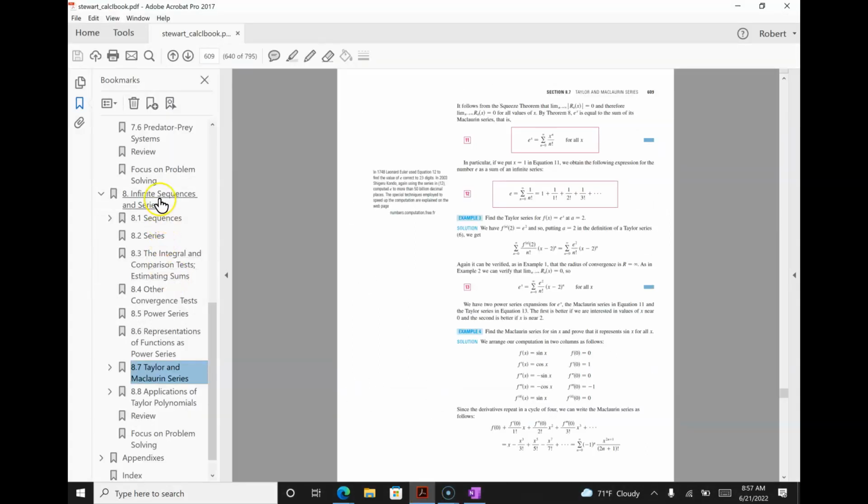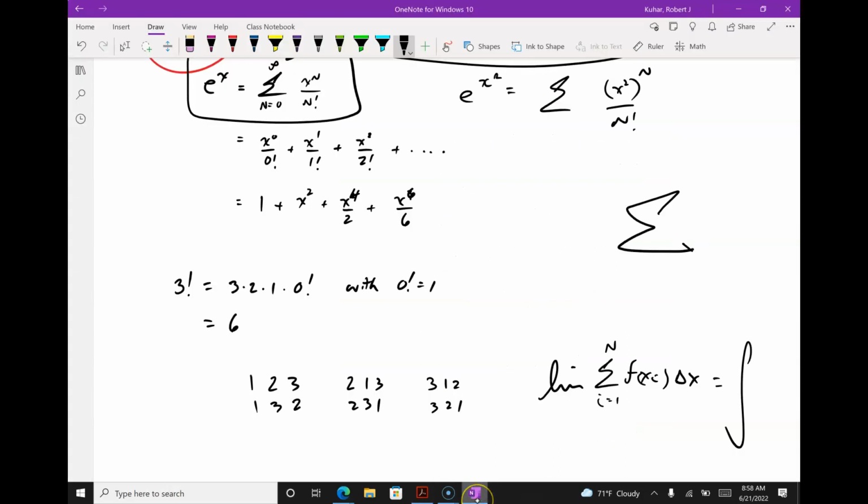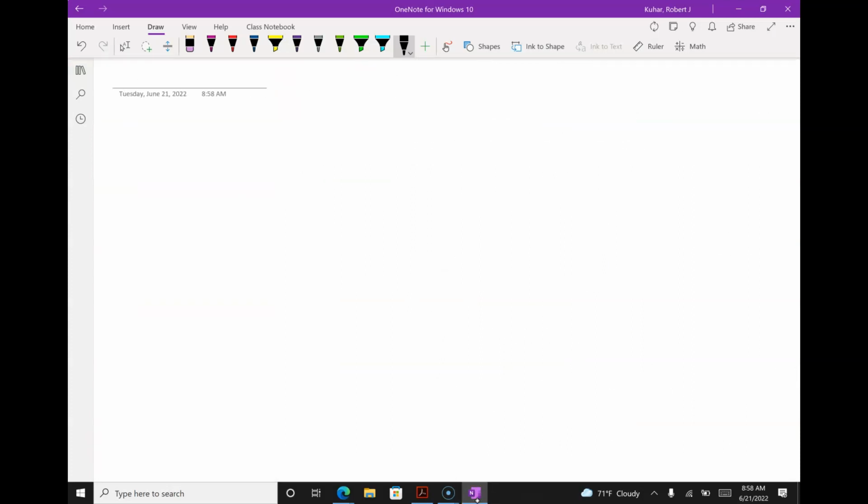Okay, so we start with 8.1, and we're talking about sequences. A sequence is not a series, it's just a set of numbers, and we're trying to figure out the first term, the last term, something like that. Typically I use nth term notation.